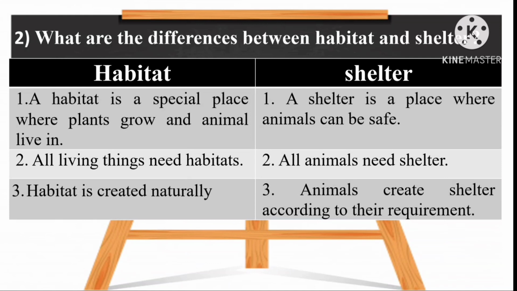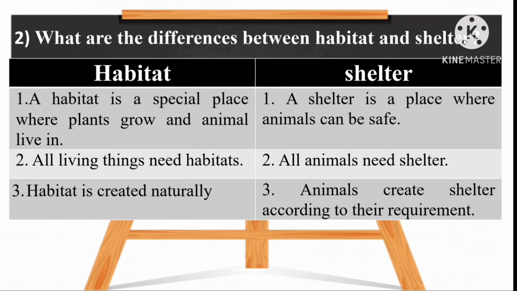Now a shelter is a place that is made by the animal because they want to feel protected. They want to make themselves safe from bad weather conditions or maybe from the predators. So when the animal feels the necessity of being safe, they make the shelter. So a shelter is a place where animal can be safe.